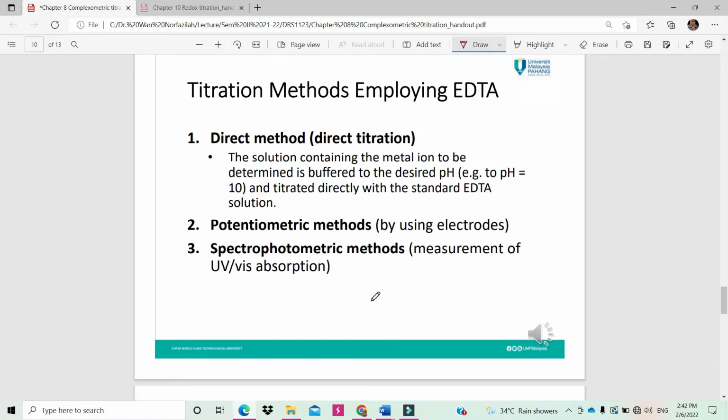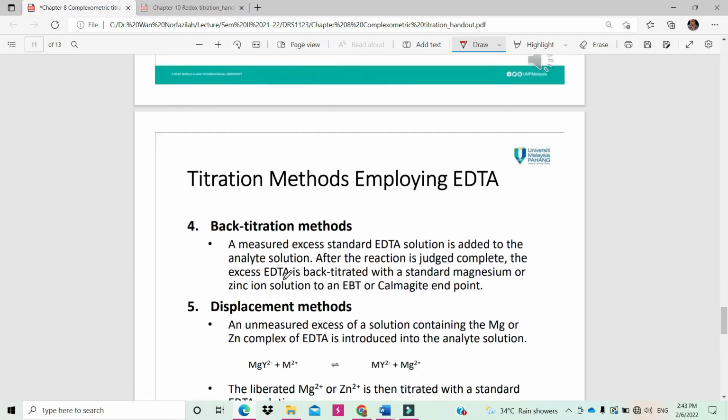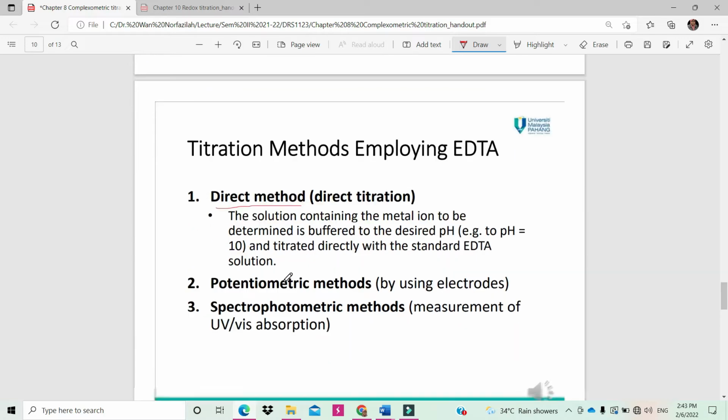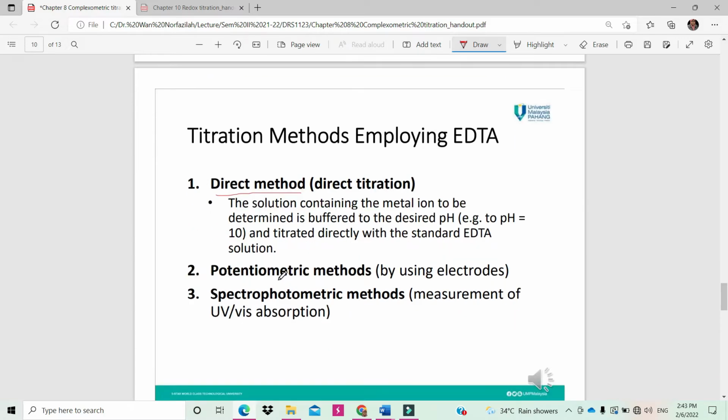Titration methods employing EDTA. Similar to precipitation titration, there are a few titration methods employing EDTA. It is either the direct method, where you directly titrate the titrant and titrand. There are also potentiometric methods, where you use an electrode. We also have spectrophotometric methods, which is a measurement of UV absorption. After you do the titration, you put them in the UV. For the direct method, it is the change of color of the indicator.